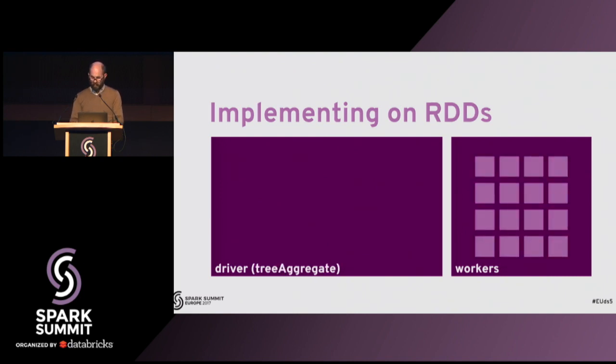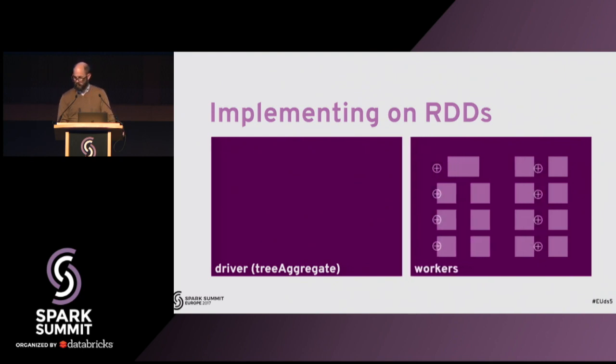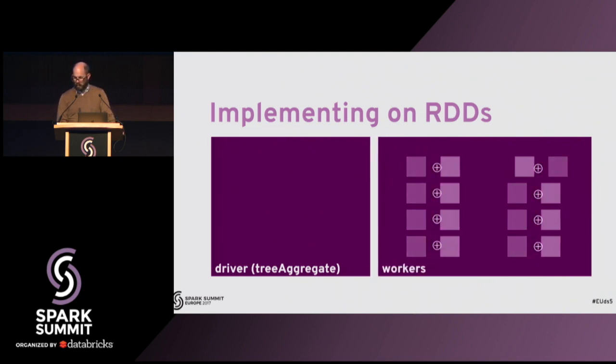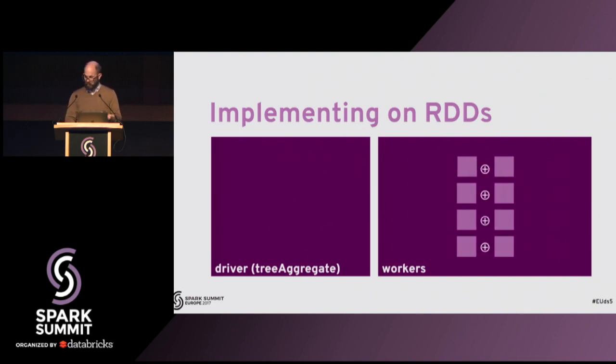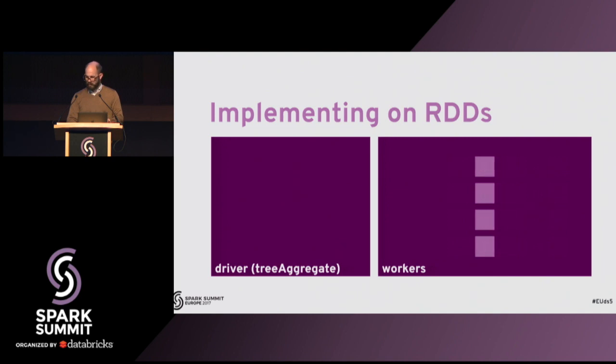A better approach is to use the tree aggregate method, which has essentially the same interface, but which performs aggregation at the workers in parallel, combining these intermediate values until you have fewer and fewer partitions, and eventually you have so few partitions that you can send them to the driver and combine those last couple of partitions there.